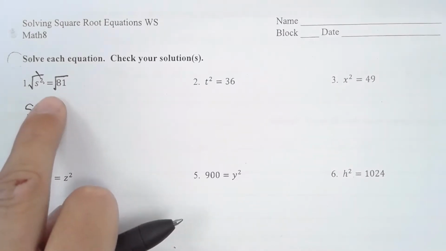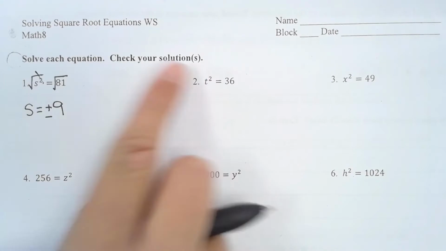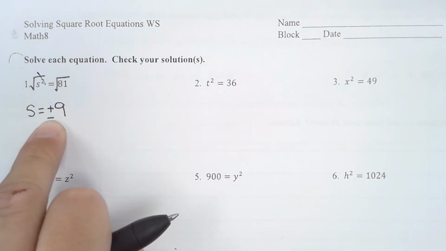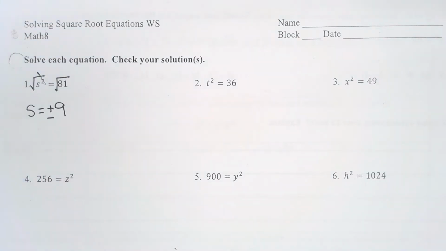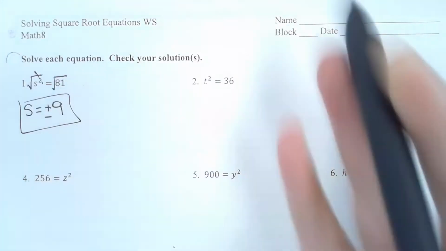So when you take the square root of a number and we're telling you to solve it and check your solutions, you don't just get a positive anymore, you also get a negative. So we do something that's called the plus minus sign. Okay? And that's your answer.